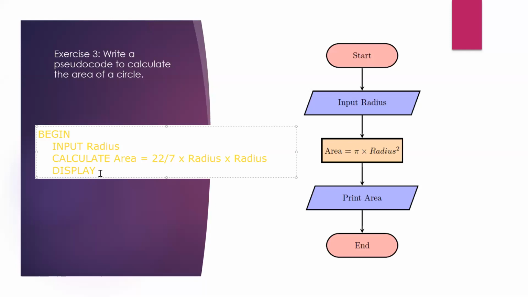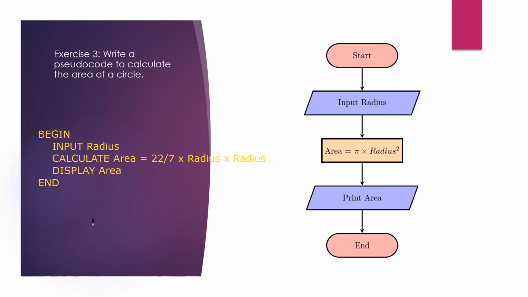So we start saying begin to start, and input radius, no change. And for the process, area equals pi radius square, for that we say calculate, that's the term we use in pseudocode. Area equals 22 by 7. Instead of pi, I put that value, but you can use pi in pseudocodes, no problem. And I put radius into radius. Then display area. And finally, it's the end of this. So here is my answer for this.